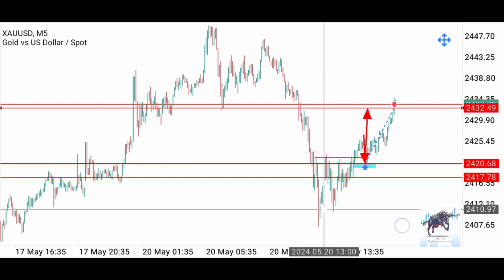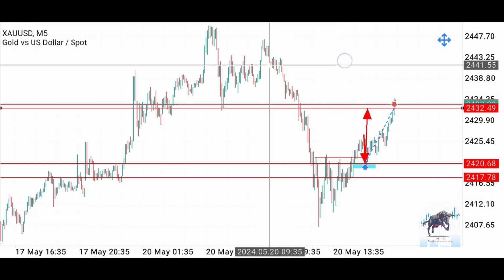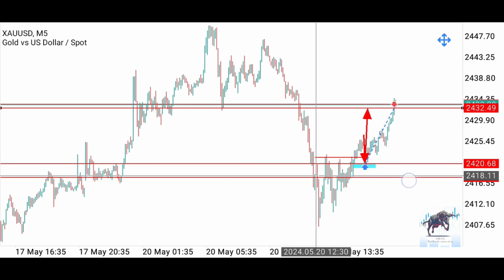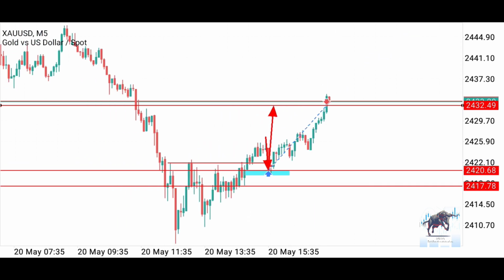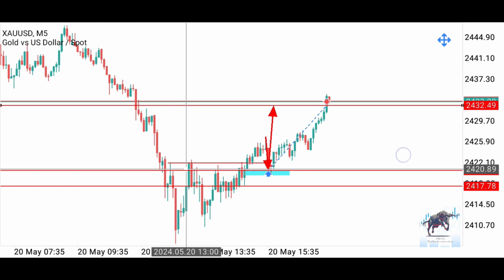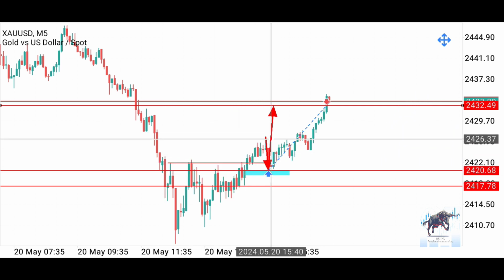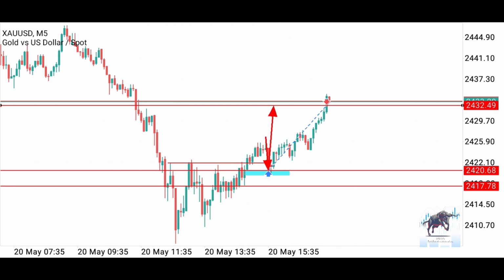As soon as price comes into equilibrium, what I want to see is a market structure shift. A market structure shift is simply this: as you can see, we've been on a downtrend while retracing. What we want to see is the market shifting structure to the upside, in the direction of our larger trend, or our higher time frame trend, right?